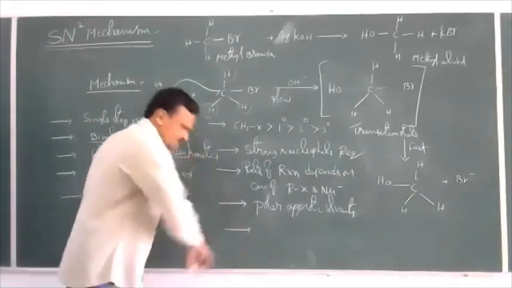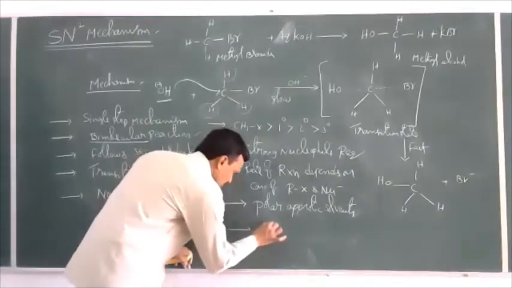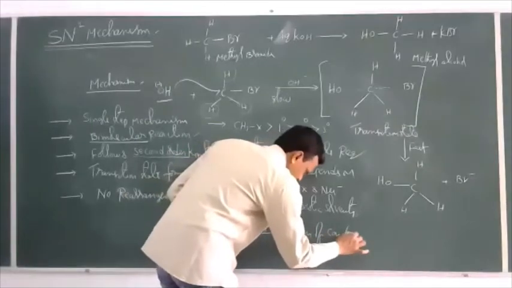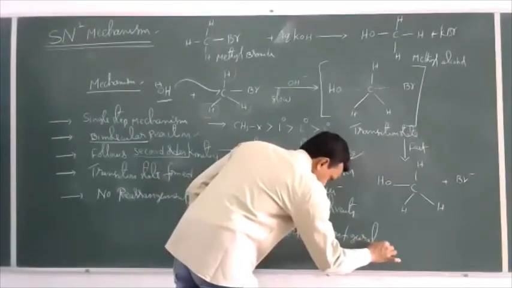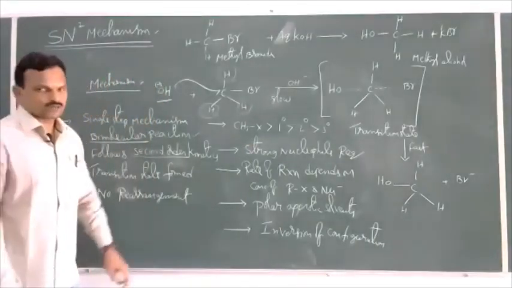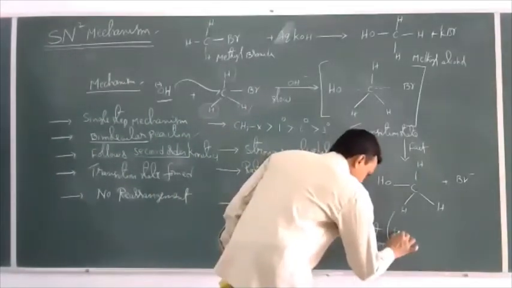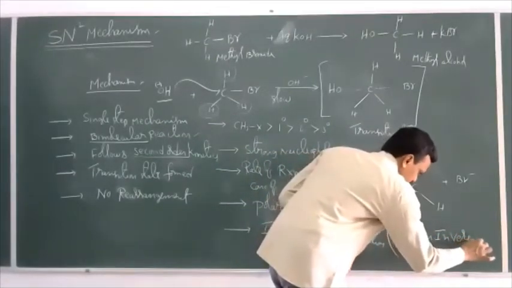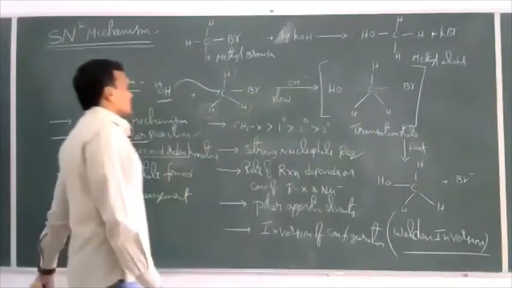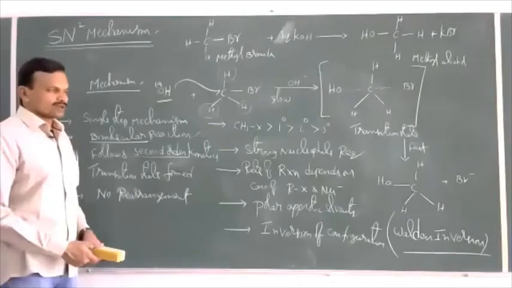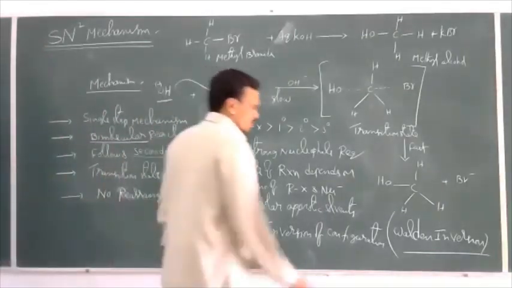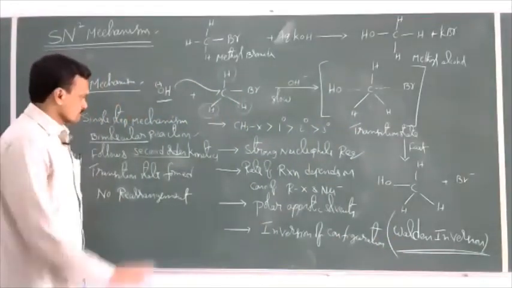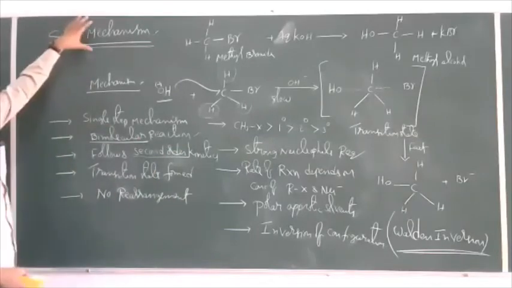Next. In this mechanism, inversion of configuration takes place. So inversion of configuration takes place. That is what is called a Walden inversion. So if you take an asymmetric carbon in an unsymmetrical molecule, the complete inversion of the molecule takes place, and the complete inversion of the molecule of an optically active compound is known as a Walden inversion. So this is regarding the characteristics of the SN2 mechanism.